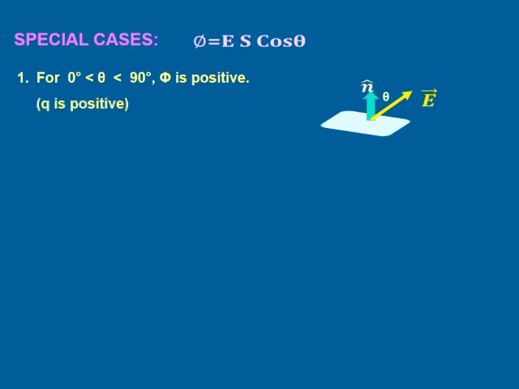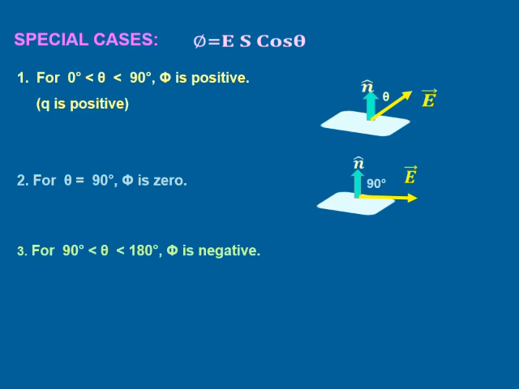Also you can say flux will be positive when charge is positive, because for a positive charge electric field will pass outwards from the given surface. Okay. Next, if theta is 90, flux will be 0 because cos 90 is 0. So if the electric field becomes parallel to the surface, flux will be 0. Next, if theta is obtuse, then cos theta will become negative, so flux will be negative. So in case of an obtuse angle, flux will be negative.